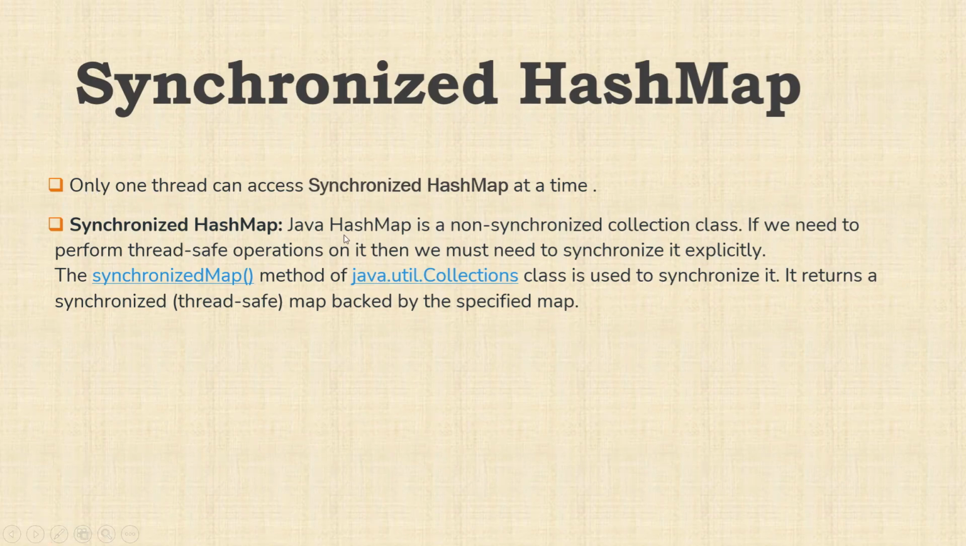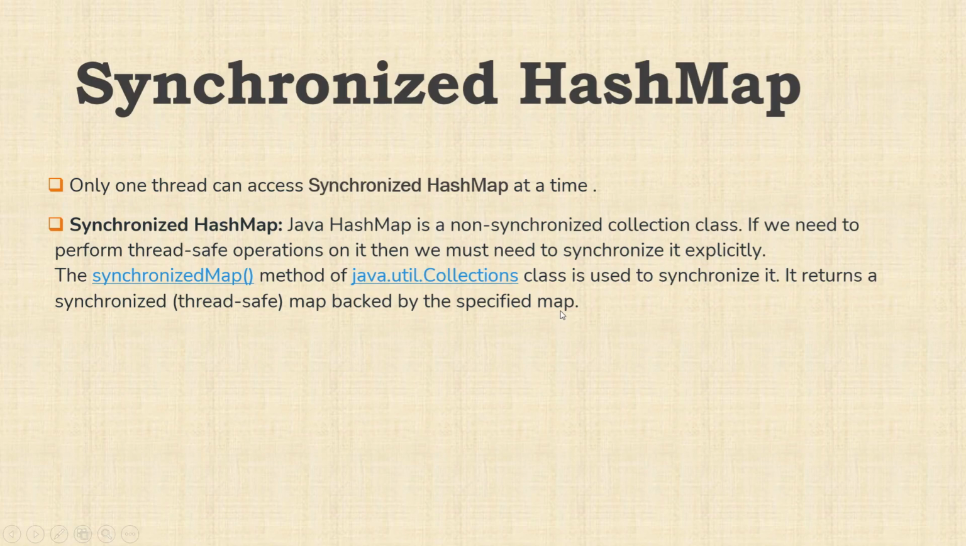Java HashMap is a non-synchronized collection class. If you need to perform thread-safe operations on it, then you must synchronize it explicitly. The synchronizedMap method of the java.util.Collections class is used to synchronize it. It returns a synchronized, thread-safe map backed by the specified map.